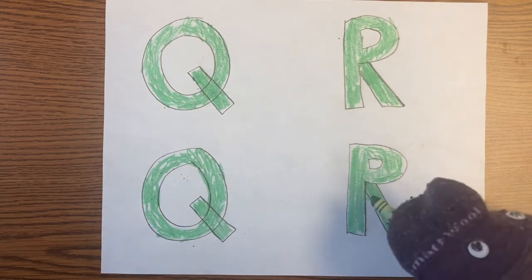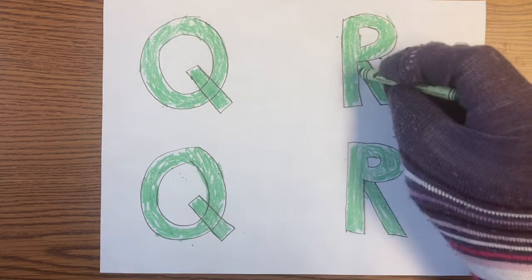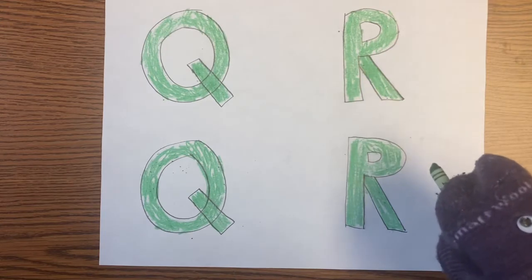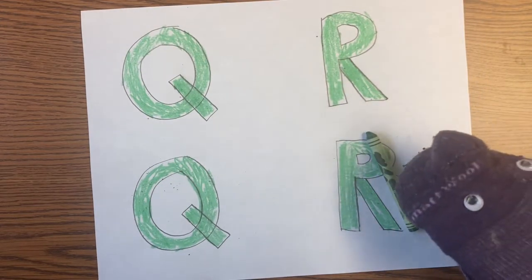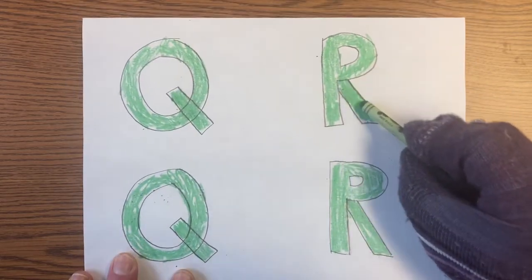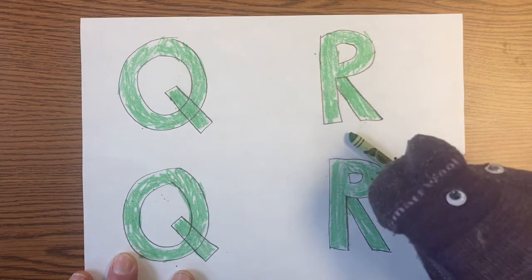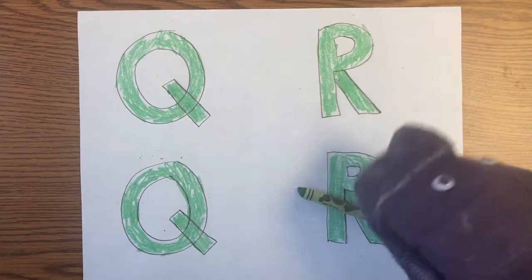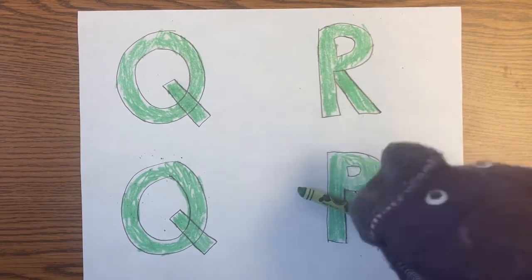Now, I've got a really important question for you boys and girls. That little stem that we colored, was that a straight up and down line? Or was that a fun sliding line? Remember, we're talking about just this stem right here. Did anybody say a fun sliding line? If you did, you're right. Okay, and speaking of sliding lines, let's go practice some of those on that sliding piece of paper.